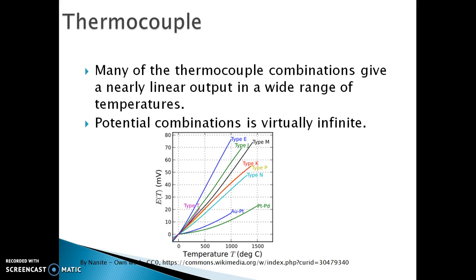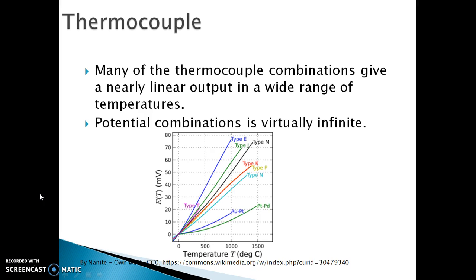Let's look at the different combinations of materials which are used for thermocouple manufacturing. There are many possible combinations, which are shown in the graphs. There are different types of thermocouples available: type E, type J, type K, and so on. If you observe, type E, type J, and type M have a linear variation of voltage with temperature. Type E is chromel constantan, whereas type J is iron constantan. Type K is chromel alumel, which is very frequently used in most applications.